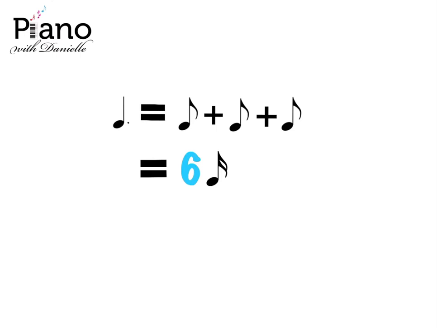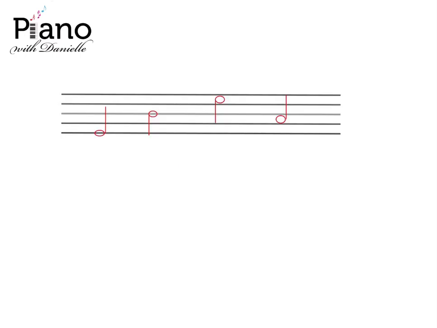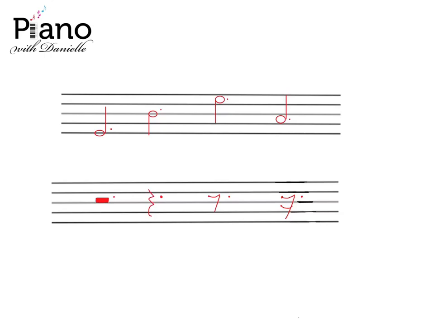Let's now look at where the dots appear on the music, as this is important. For line notes, dots must appear on the right-hand side in the space directly above the note, like so. For a space note, the dot must appear directly in the space to the right of the note. If you are dotting a rest, then the dot appears in the third space to the right of the rest, as illustrated here. Let's look at some examples.